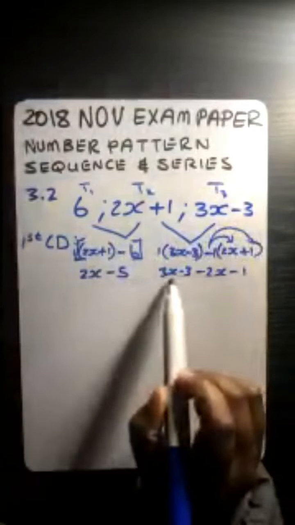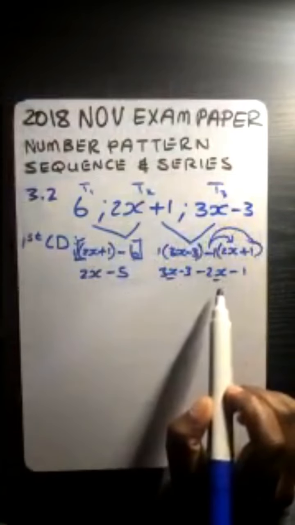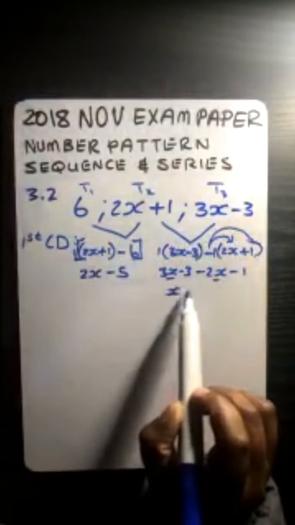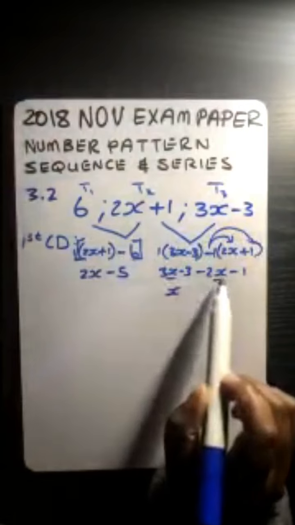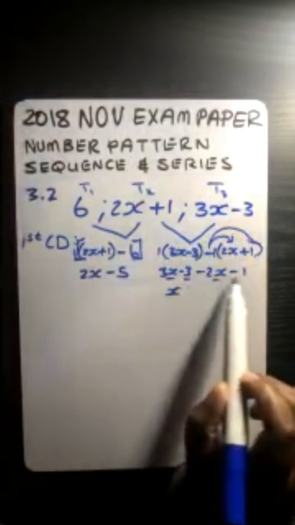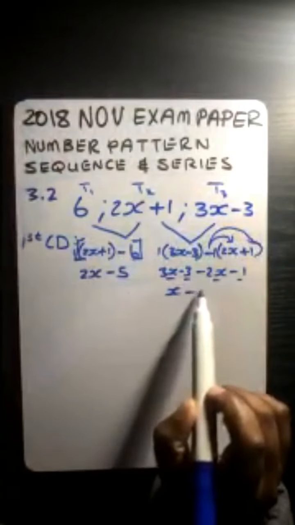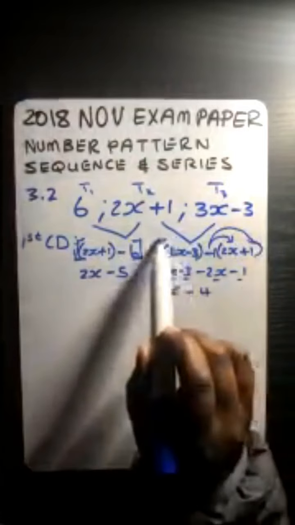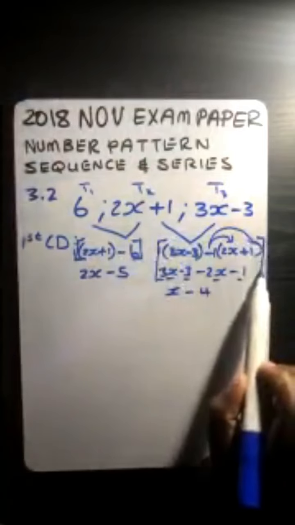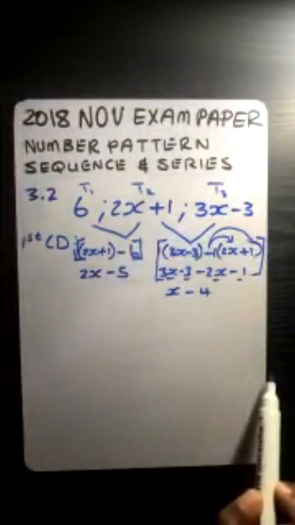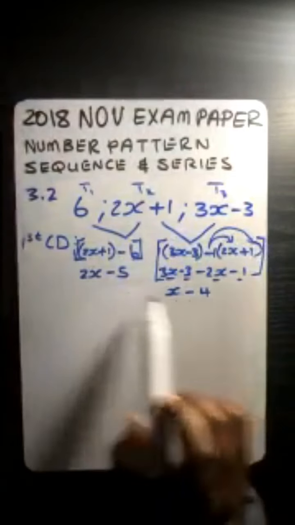Let's further simplify this. We have common terms of this. So it's more like we have 1x because it's 3x minus 2x. And then we have negative 3, negative 1 is negative 4. So it's more like the whole of this, ladies and gentlemen, in a simplified manner, is actually the same as that.